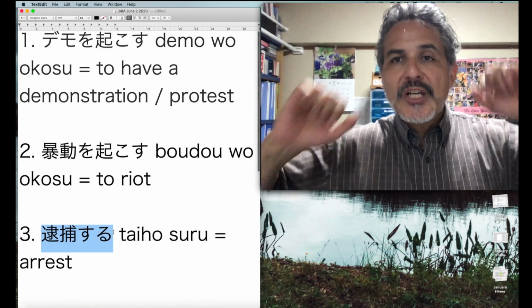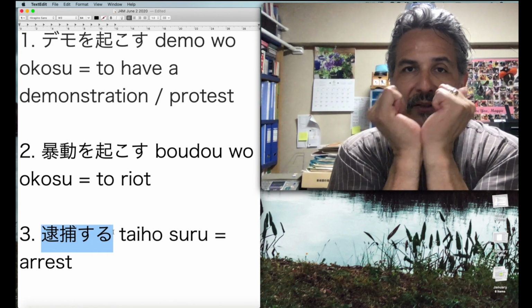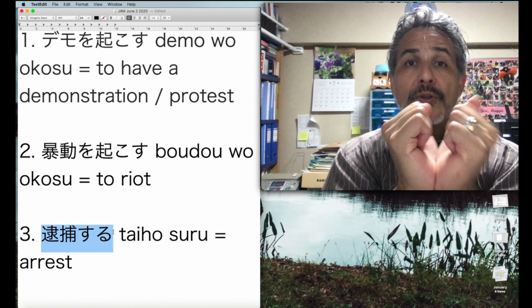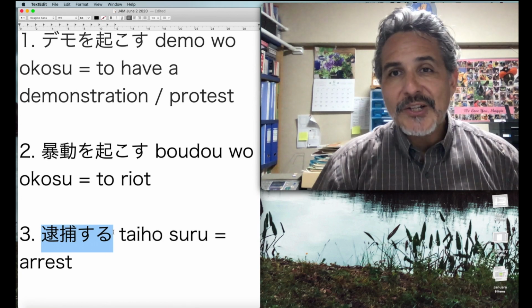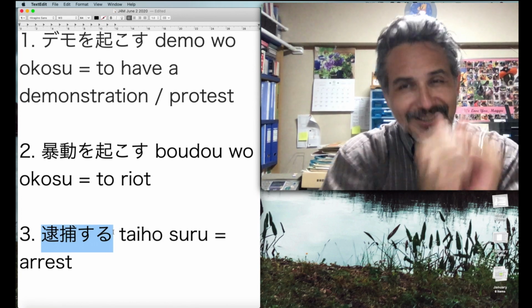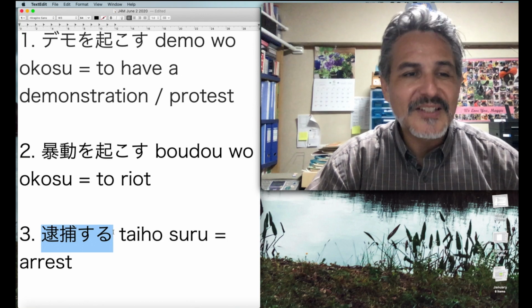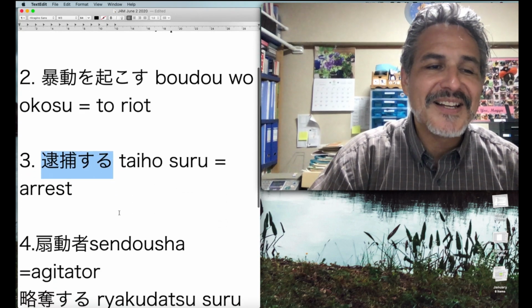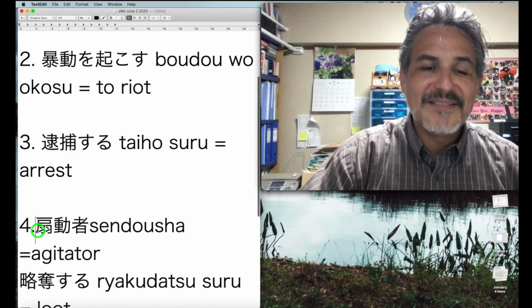Your basic ones that you must know are demo and taiho. In Japanese, the gesture for taiho is putting your wrists together like this. This gesture alone will tell people you're talking about getting arrested. So if you want to make a joke like, where's John? You just do this alone, and that's the hand gesture for he was arrested.